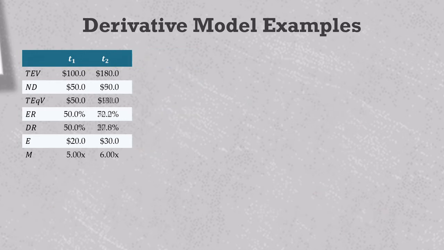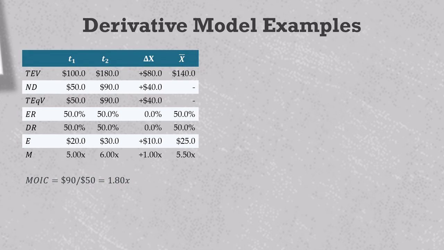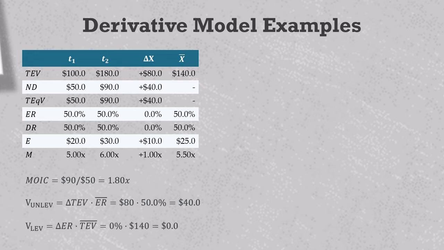All right, now let's try to grow enterprise value with a constant equity ratio. As TEV increases from 100 to 180, let net debt increase from 50 to 90. This means that the equity will increase from 50 to 90 as well. This provides 40 million of absolute value creation and a gross multiple of 1.8x. Here are the deltas and averages. Now, we expect leverage to play a role in this deal, but we don't see it right away. The average equity ratio of 50 lowers the unlevered return to 40, but there is no leverage effect because the equity ratio change is 0.